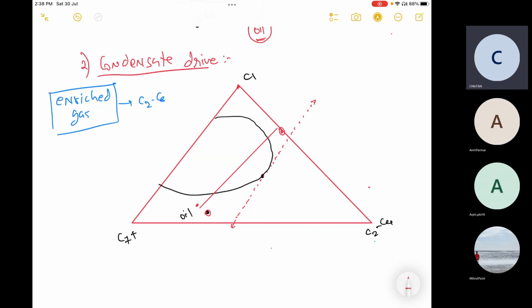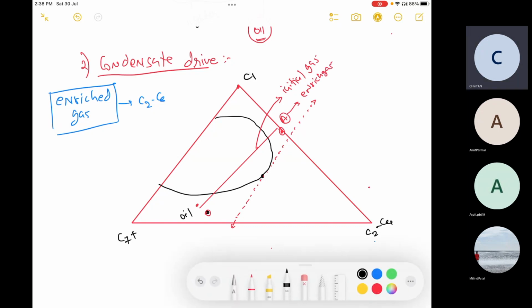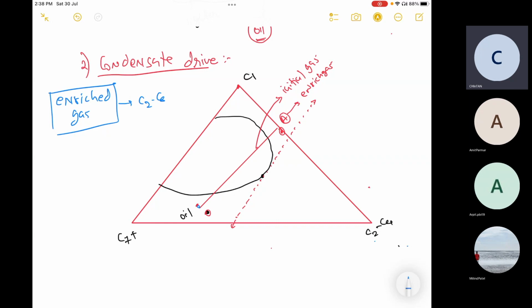So this is the initial case. This is my enriched gas at initial, and this A is the enriched gas I'm injecting. So what happens here? Whatever composition I'm injecting inside will start to shift, and it will try to match towards that enriched component.